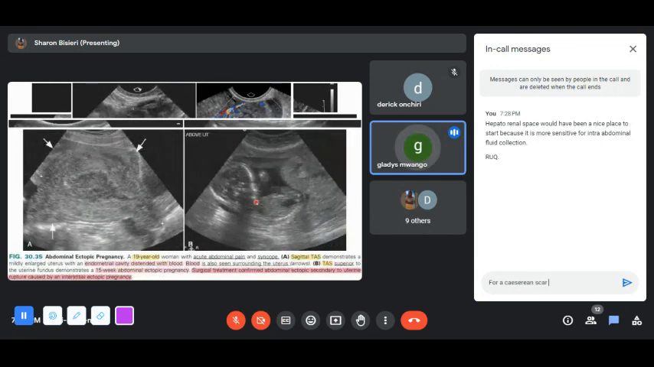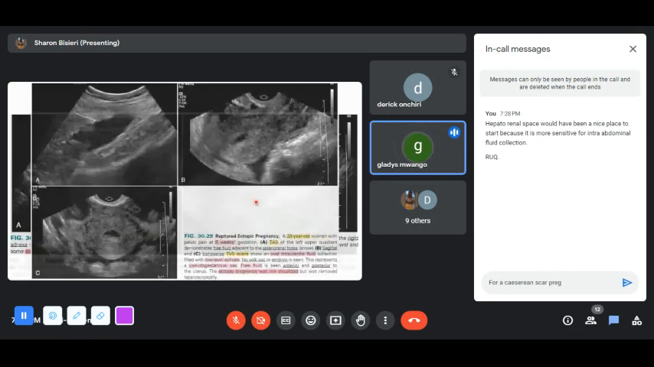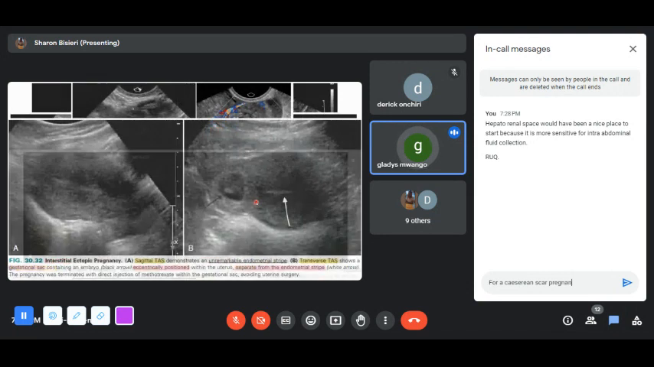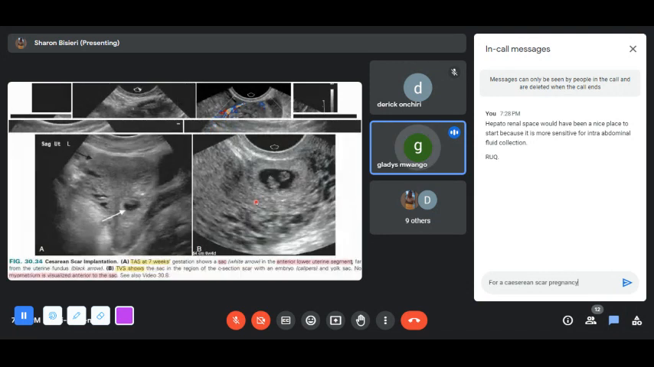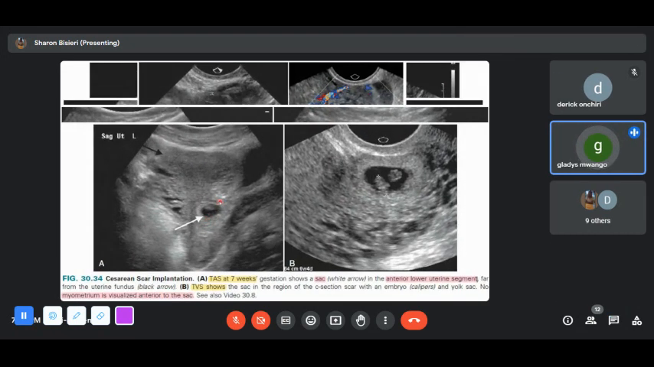Yes, it looks like implantation in a cesarean scar. It's also low lying, because you can see in the previous image that the fundus is empty, and where you want the sac to implant is at the fundus. But it's in the lower part of the body, it's eccentric, and it's more anterior.